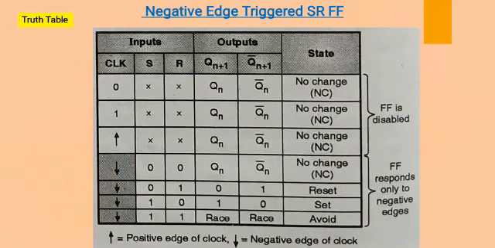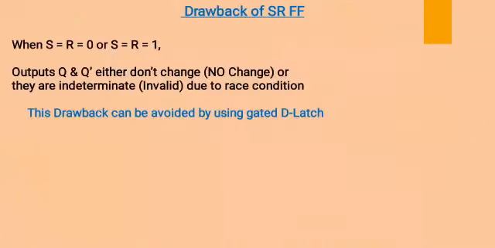Now the truth table is going to be the same, only this flip-flop is going to operate at the negative edge of the clock pulse. If you compare this truth table with the positive edge triggered SR flip-flop truth table, you will get the same outputs and same remarks.